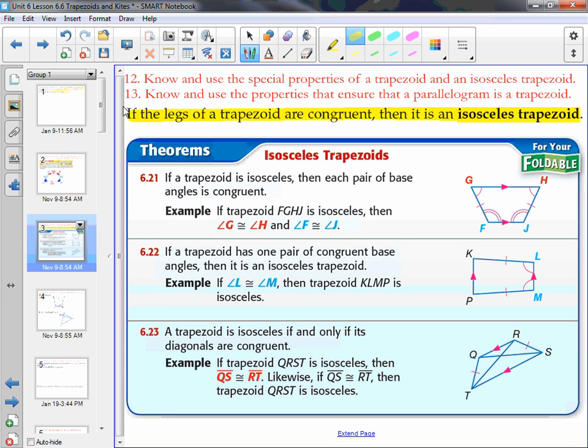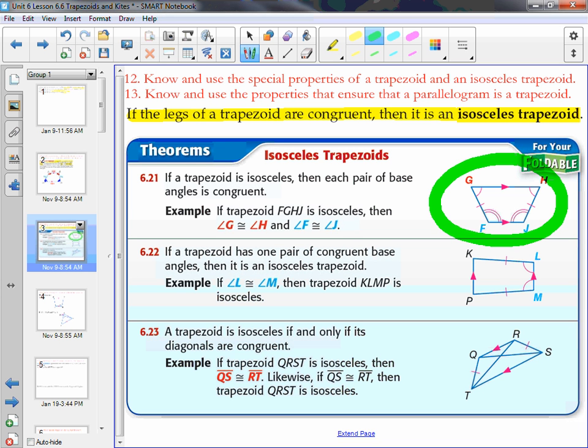Okay? So, here's our first theorem about isosceles trapezoids. If a trapezoid is isosceles, then each pair of base angles is congruent. I kind of like that because we're used to thinking of base angles as being congruent when we call something isosceles. In an isosceles triangle, base angles are congruent. In an isosceles trapezoid, each pair of base angles is congruent. Okay? So in the drawing they give us over here, angle G is congruent to angle H because that's 1 pair of base angles. Angle F is congruent to angle J because that's the other pair of base angles.